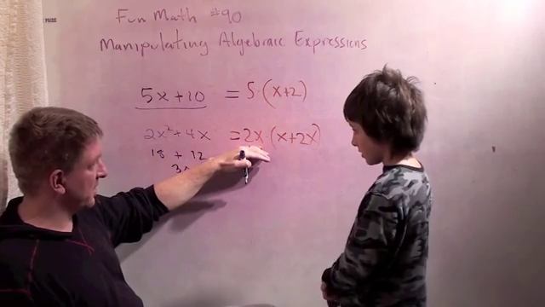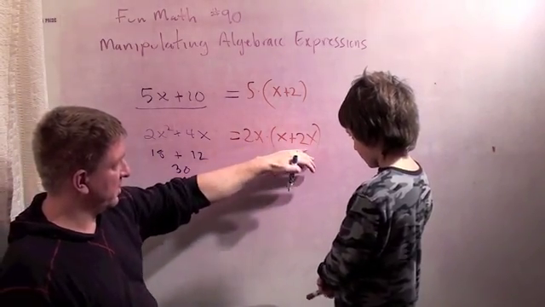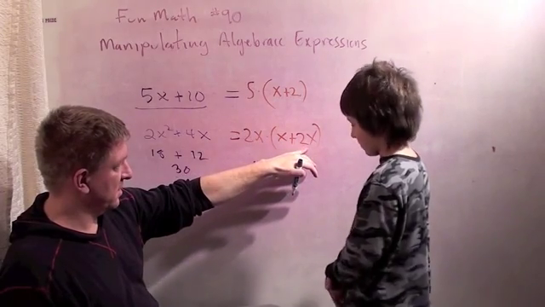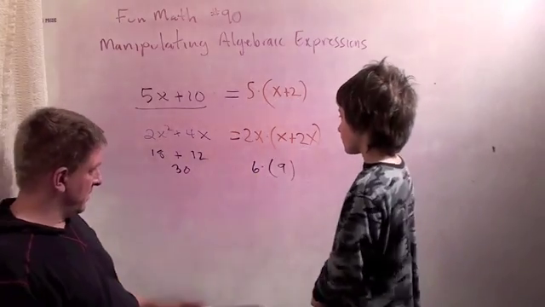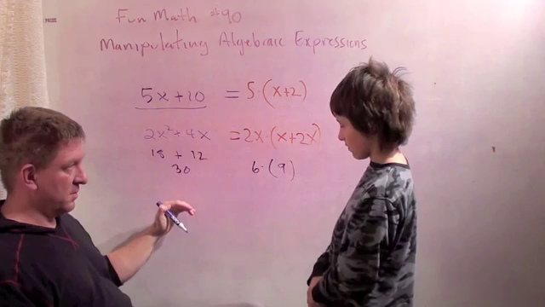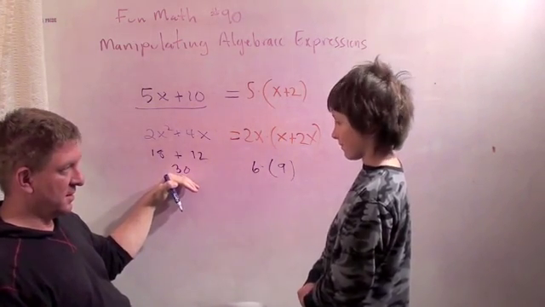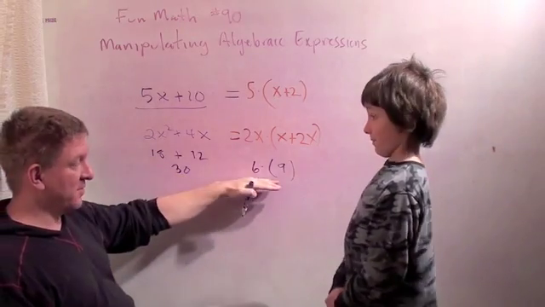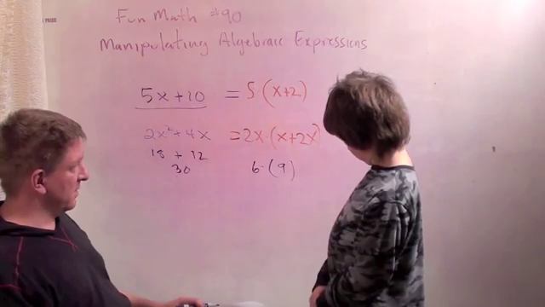2x is 6. So this is 6 times 3 plus 2x, which is 3x, 9. 6 times 9. What is 6 times 9? It's 54. Huh, maybe we made a mistake.